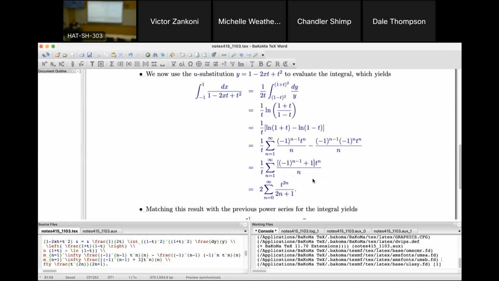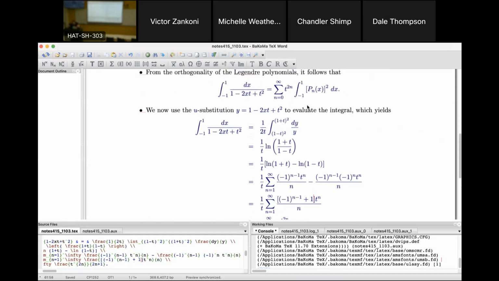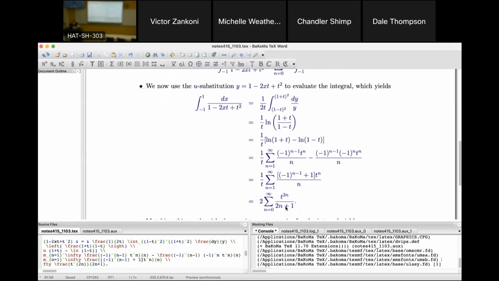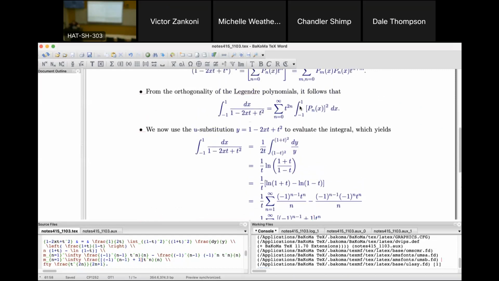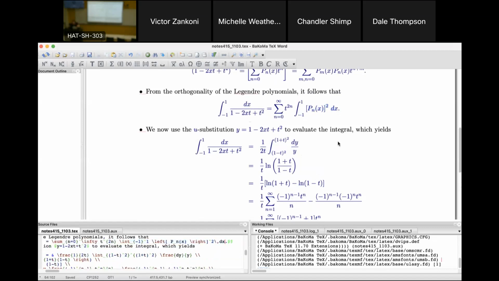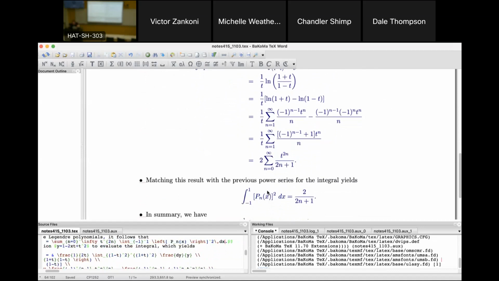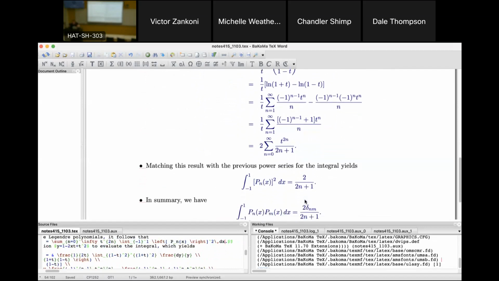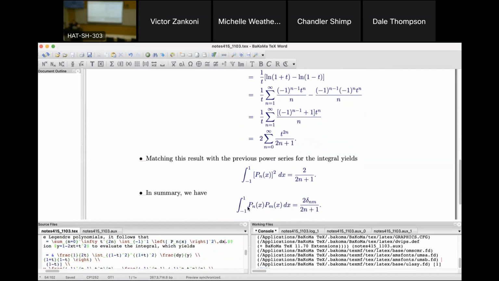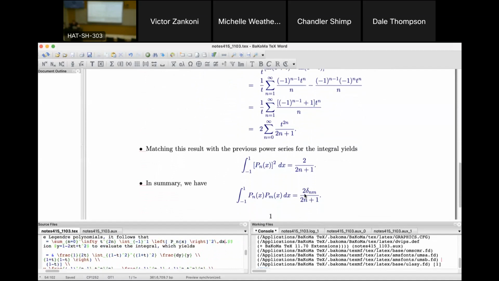So what I can do now is look at the coefficients of this power series, 2 over 2n plus 1, that's what these integrals are equal to. So now I have the result that the scalar product of the Legendre polynomial, Legendre, not Lagrange, Legendre polynomial with itself is 2 over 2n plus 1. So I put all the results together. The scalar product of any Legendre polynomial with any other Legendre polynomial is this, where delta mn is the Kronecker delta that's equal to 0 when n is not equal to m, and 1 if they are equal.